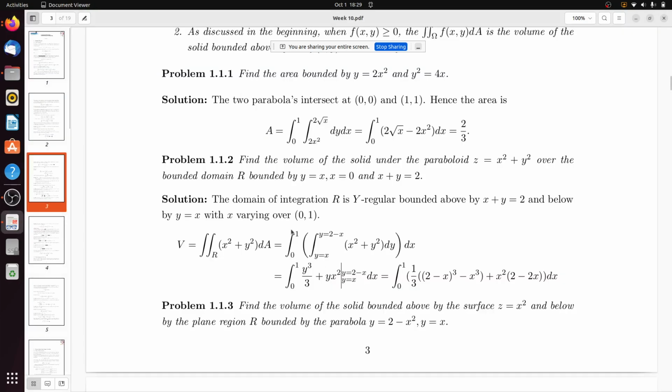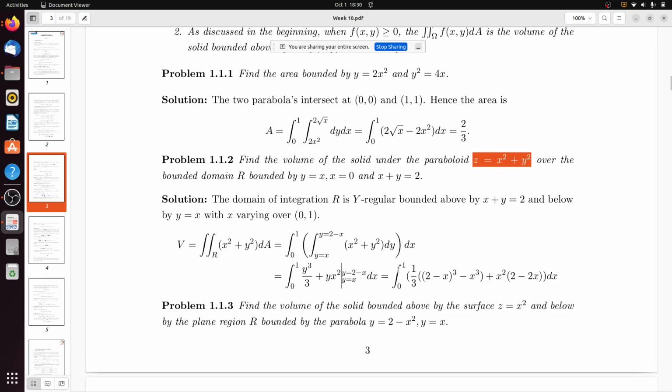See, x varies from 0 to 1 and y varies from x to 2 minus x, and you have to integrate this. Here the function is z equal to x square plus y square. Just put x square plus y square dy dx. First you integrate with respect to dy, so that will be x square y plus y cube by 3, and the limit will be from y equal to x to y equal to 2 minus x. Now just put y equal to x and y equal to 2 minus x.